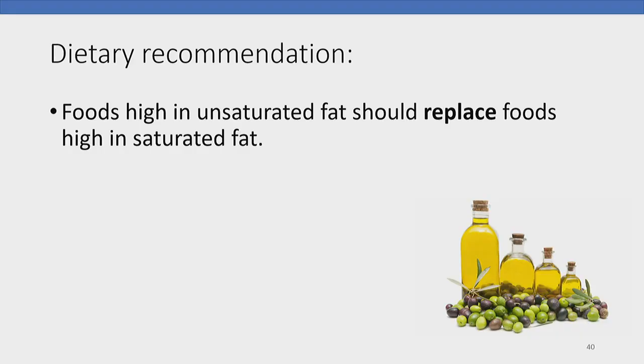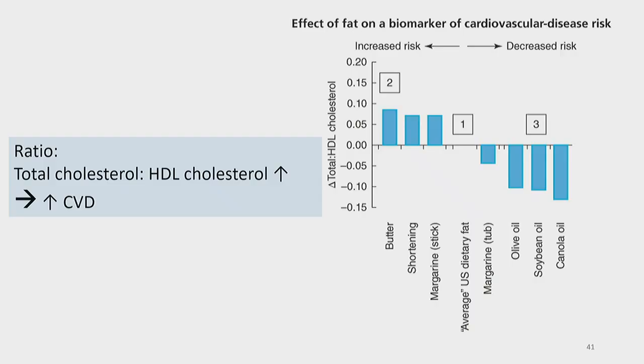So for that reason, the dietary recommendation from Canada's Food Guide is to consume food high in unsaturated fatty acid to replace the food high in saturated fatty acid. And that makes sense now, right? And why this replacement? What is the evidence behind this one?